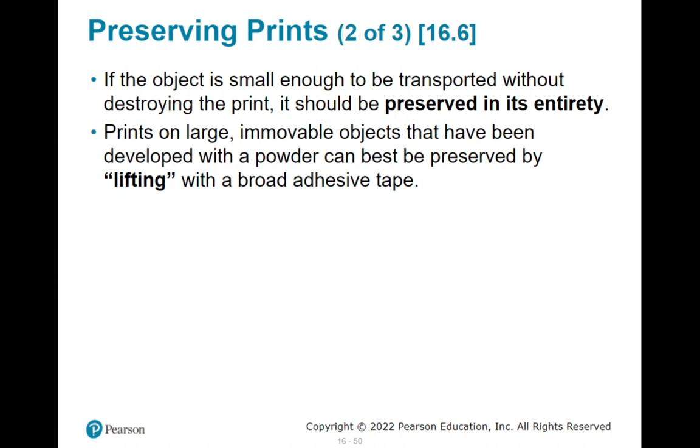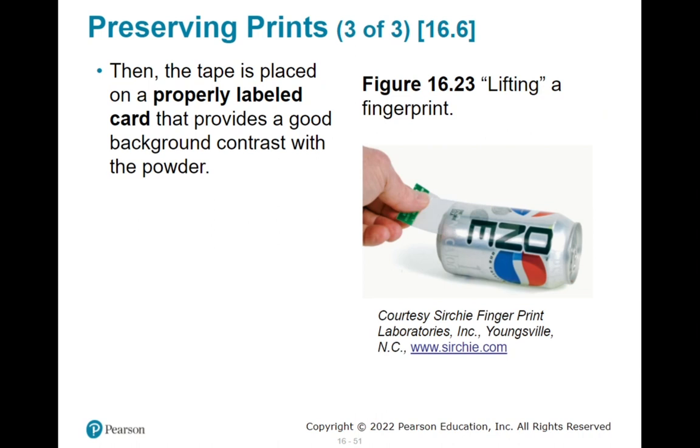Prints on large immovable objects that have been developed with a powder can best be preserved by lifting it with a broad adhesive tape, and again, we're going to practice this next week. Then the tape is placed on a properly labeled card, transferred with a good background contrast. If you're using a dark black or gray powder, then you want a white card contrast. And here's a picture showing those prints being lifted off of a metal aluminum can.